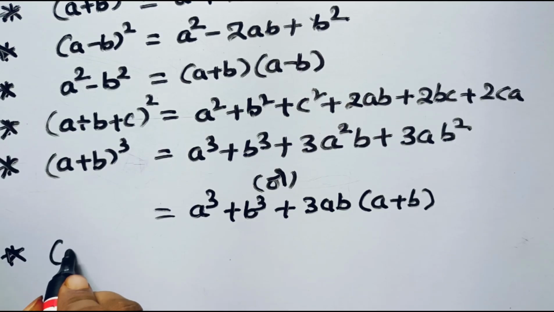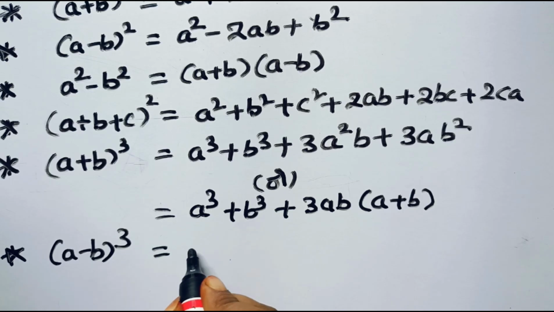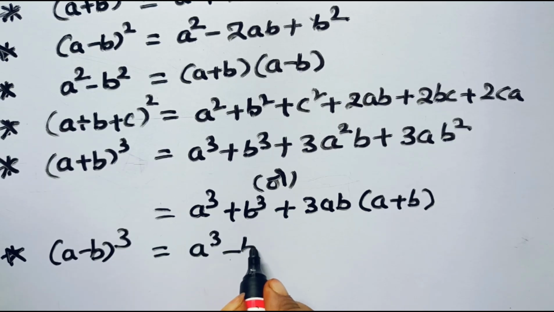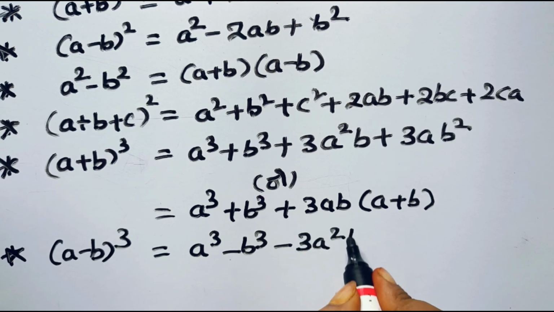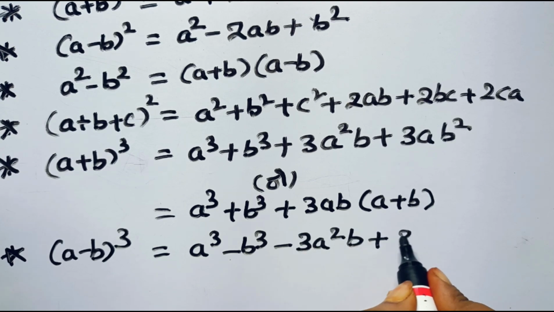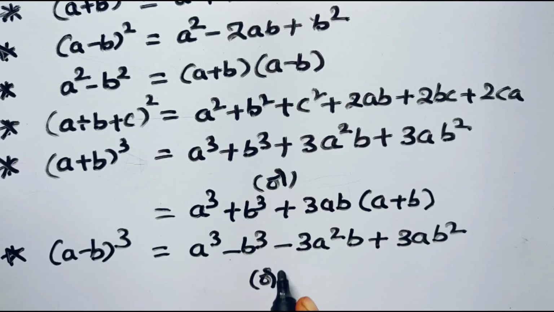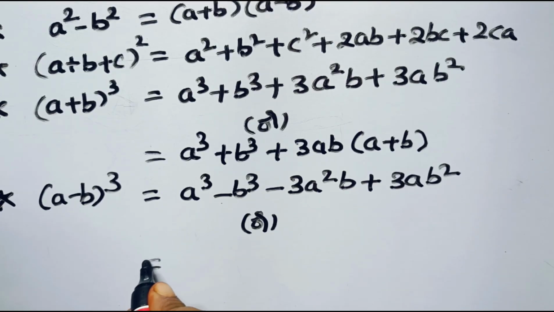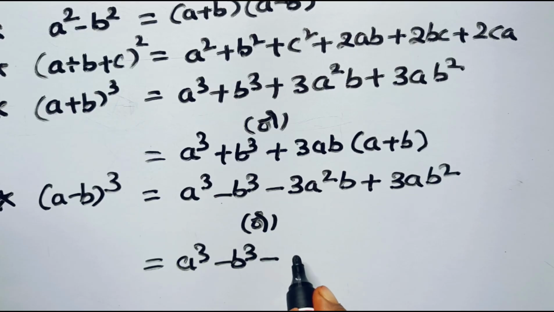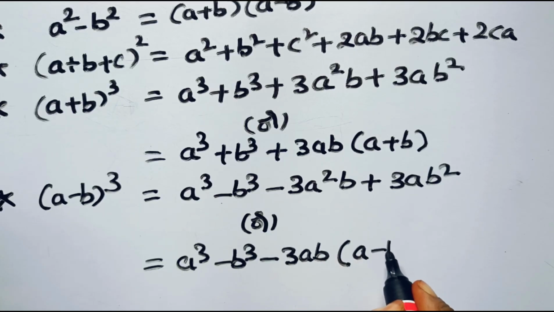Next one is (a − b)³ = a³ − b³ − 3a²b + 3ab², or a³ − b³ − 3ab(a − b).